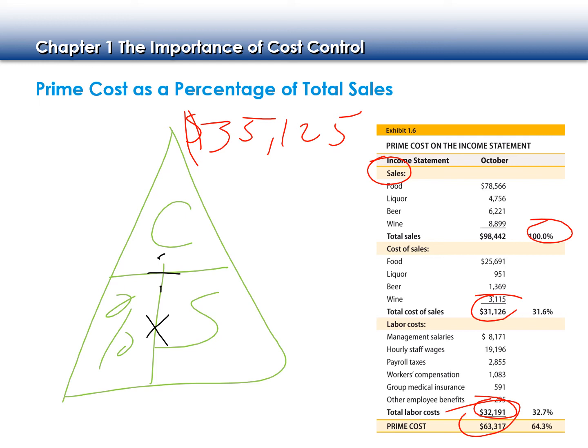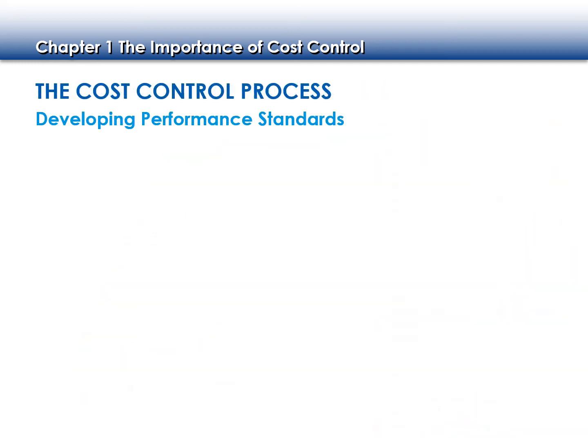So teaching our managers how to effectively manage and control our cost is what's key. So the cost control process. First of all, we have to know what our performance standards are. We have to know what our recipes look like.